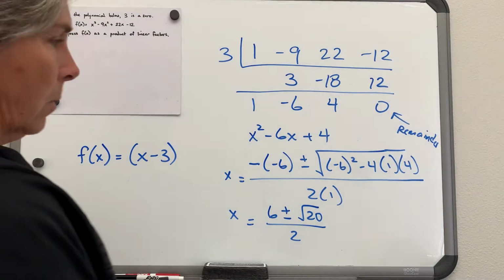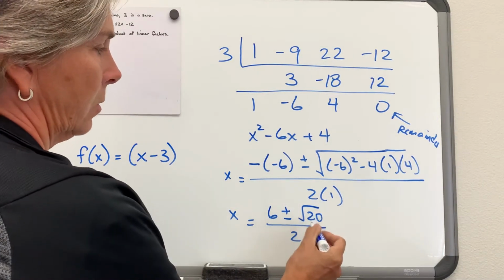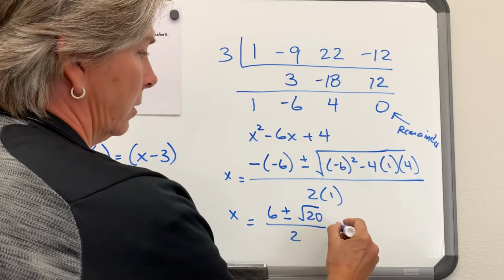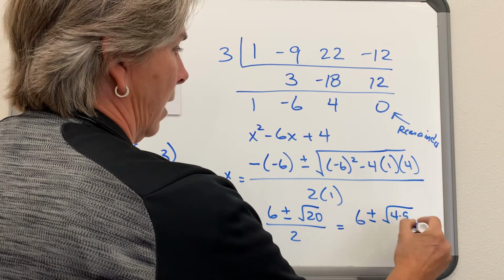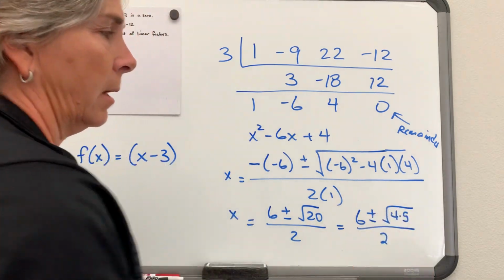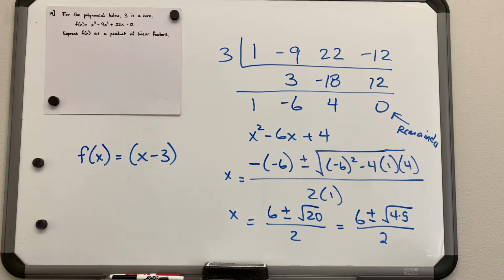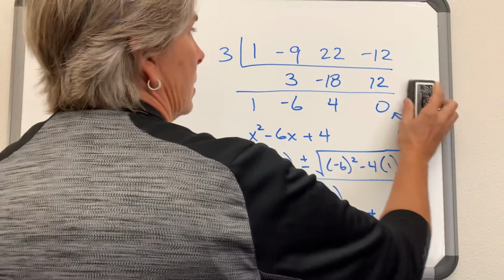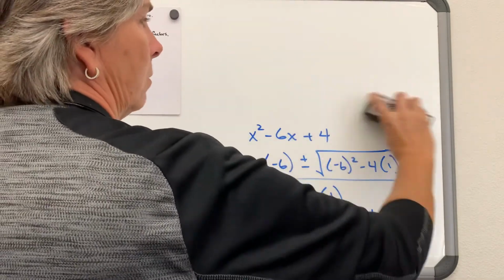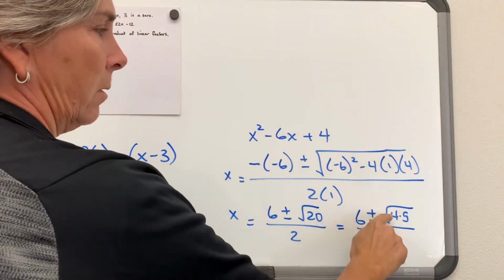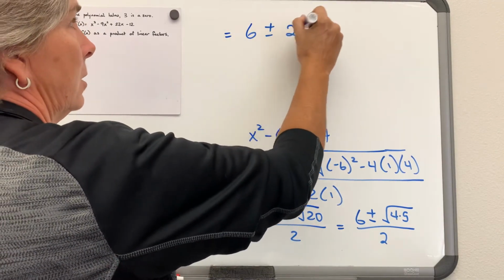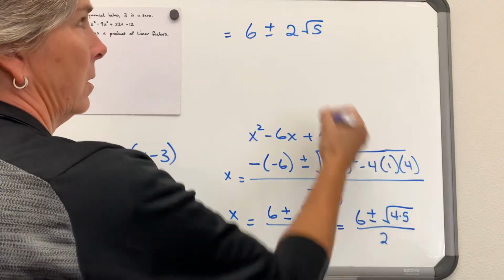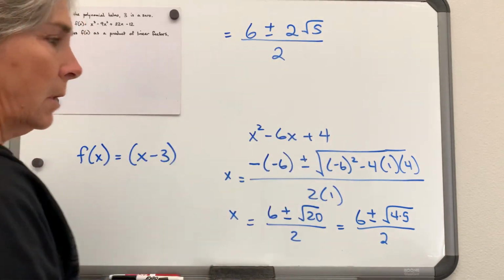I know I did it kind of quickly, but anyway, what about the square root of 20? I can write the square root of 20 as the square root of 4 times 5, and the reason I'm going to do that is because then I recognize that 4 is a perfect square, so I could take it out. I'm going to erase this so that I can have room to write this. So the square root of 4 is 2, so I can write this as 6 plus or minus 2. What's left in the square root is the 5, and that's all over 2.